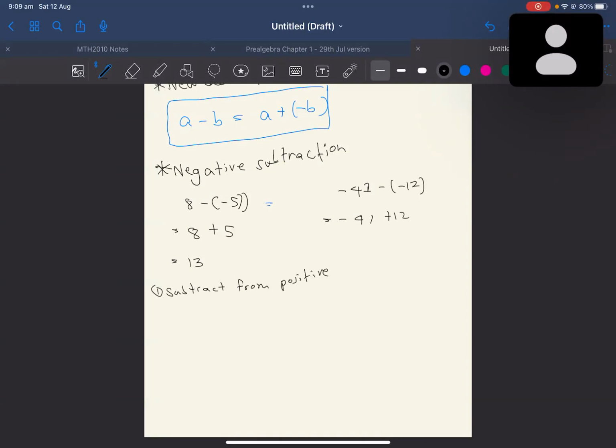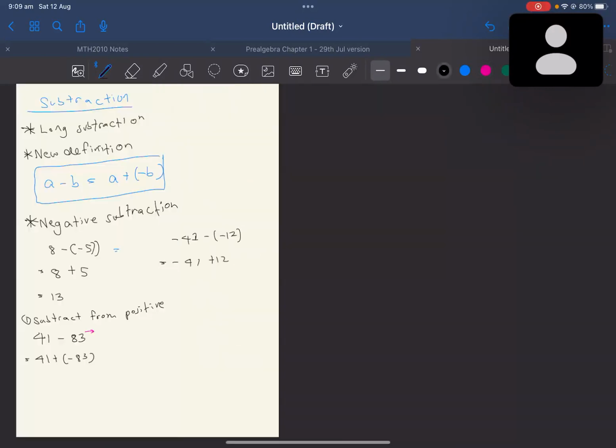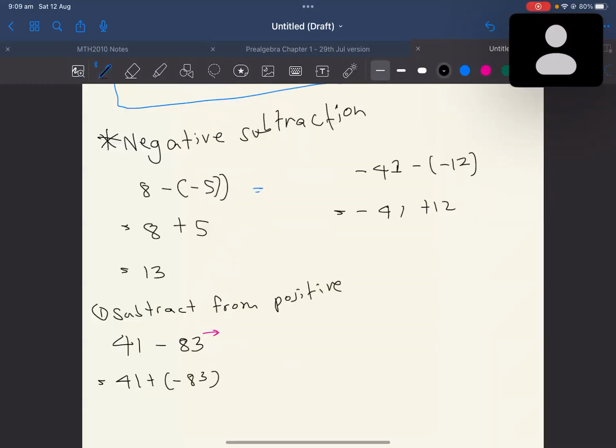So the point of this is that the first number is positive. For example, 41 minus 83. The first number here is positive, right? Most of you are fine with this. 41 minus 83 becomes 41 plus negative 83. You can convert it, or you can just work directly from here and subtract. But the tricky bit was when you subtract from a negative number.